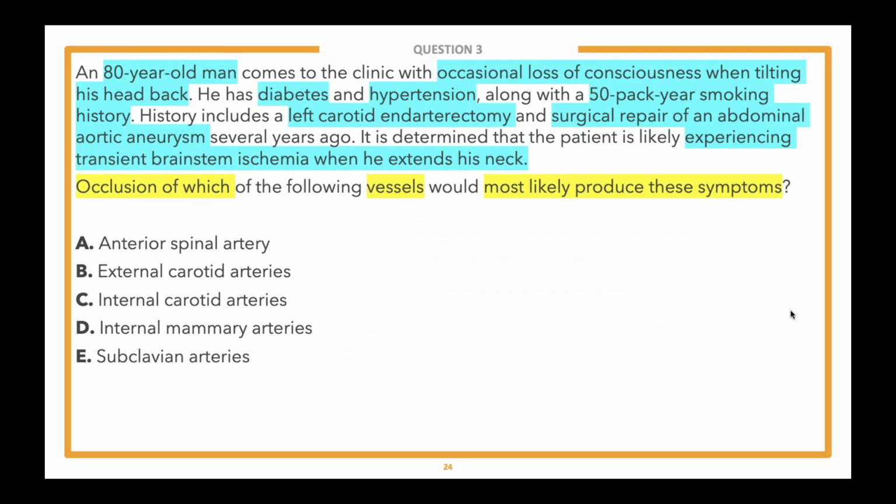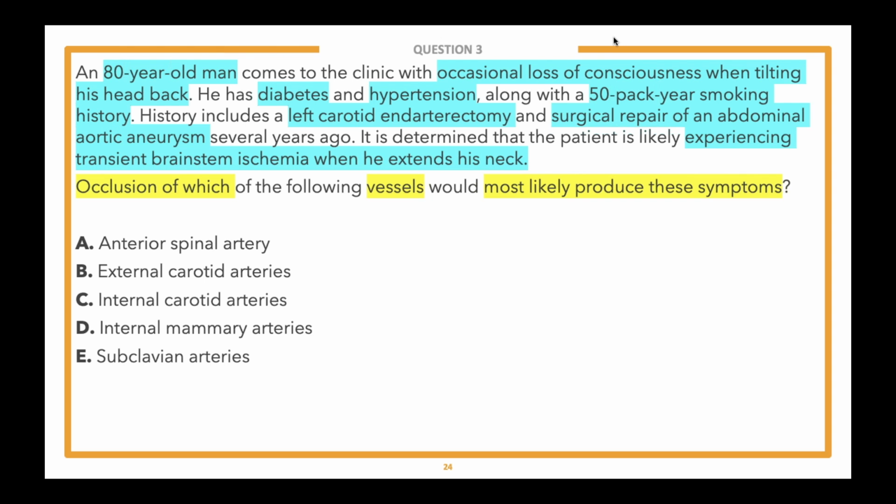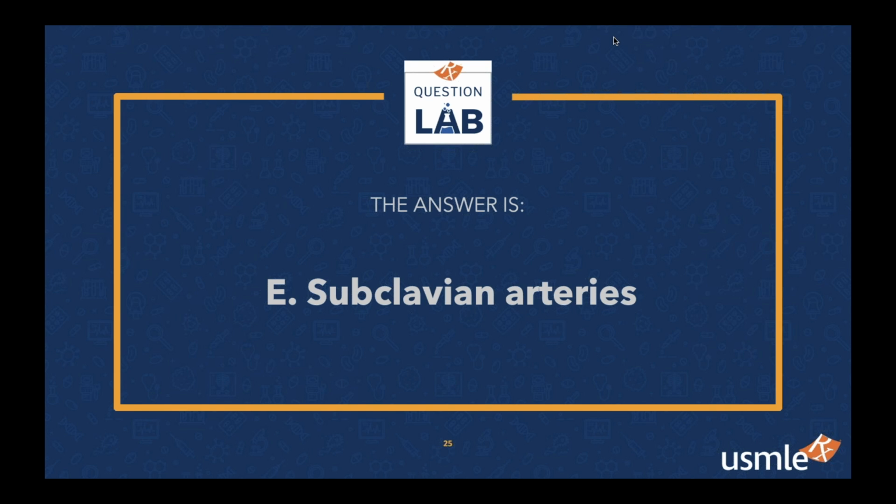And let's take a look and see what you selected. It looks like in first place was the internal carotid arteries, and in second place was the anterior spinal artery. Let's take a look and see what the correct answer is. And the correct answer is E, subclavian arteries, and 16% of you got it right. Definitely a challenging question. Let me hand it off to Paras.